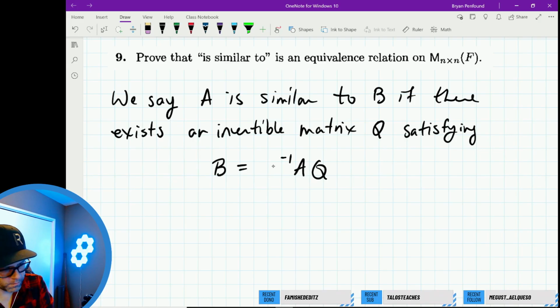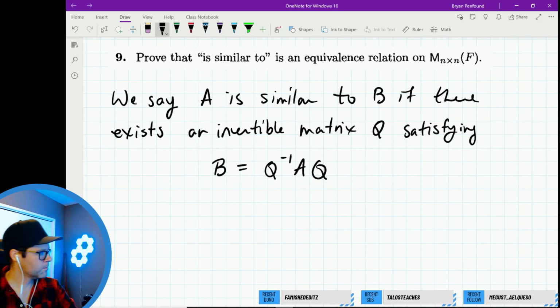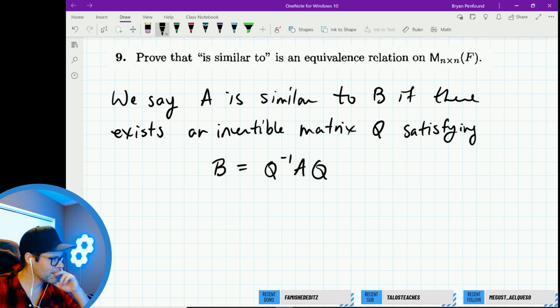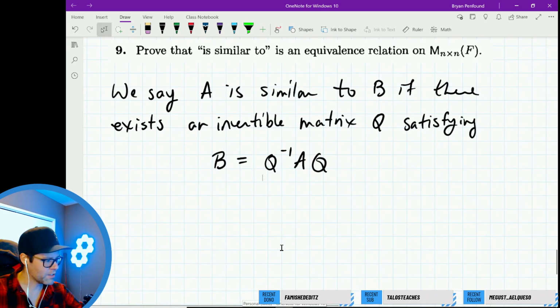That looks like a G. Hey Ben, how are you doing? Welcome in. Speaking of Scandinavian friends, how's the singular value decomposition going?